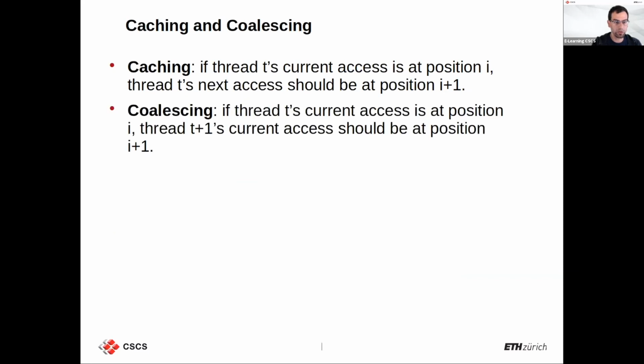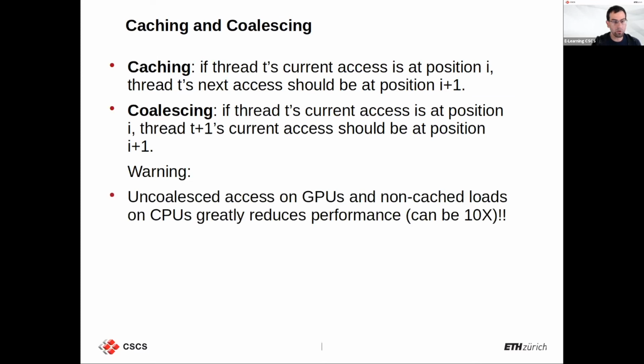As I said, for caching, if a thread's current access is position I, the thread's next access should be position I+1. While for coalescing, if the current access of thread T is position I, the current access of thread T+1 should be position I+1. If you don't cache, you probably lose performance on CPU, which is bad but not so bad. If you access on GPUs in an uncoalesced way, the non-coalesced loads greatly reduce the performance. It can be even 10 times lower.